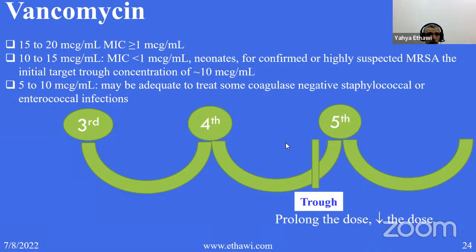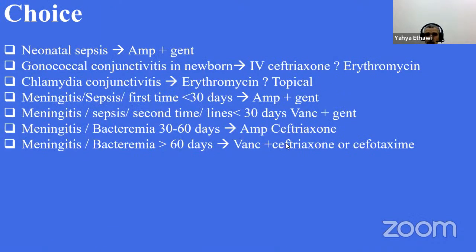Usually I increase the dose by 10%. So how do we choose? For neonatal sepsis, I use ampicillin and gentamicin for inborn. For outborn, I use amikacin and cefotaxime. For second line, I use either gentamicin with vancomycin, or gentamicin with meropenem. It depends really on the antibiogram of your hospital.